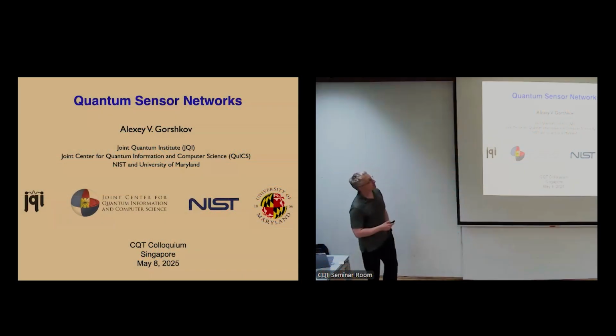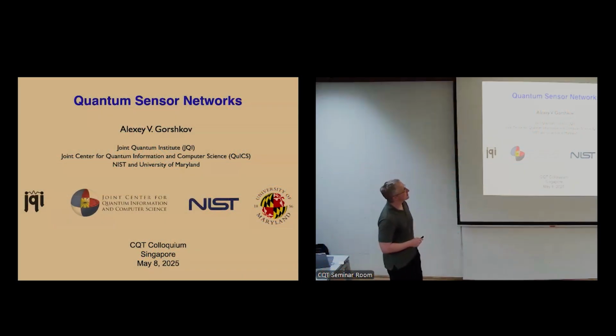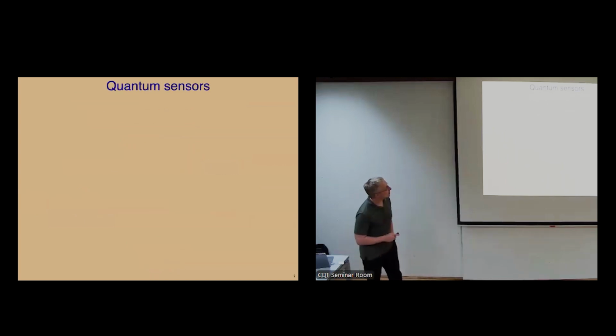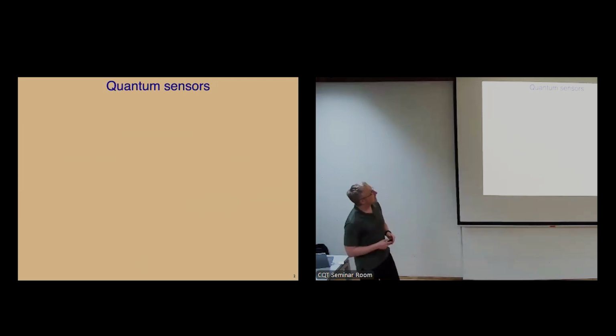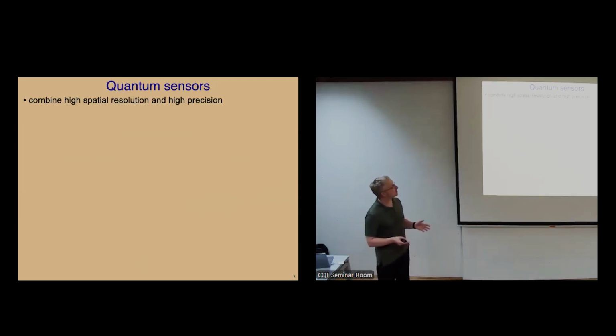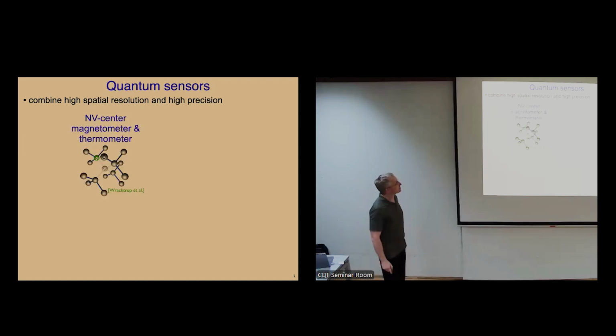So I will talk today about quantum sensor networks, and please, interrupt me. It'll be more fun if there are questions. So quantum sensors are sensors that use quantum mechanics for sensing in a fundamental way. And because quantum sensors can be small, they can give rise to high spatial resolution. And because all measurements are fundamentally limited by the laws of quantum mechanics, quantum sensors can also give rise to high precision.